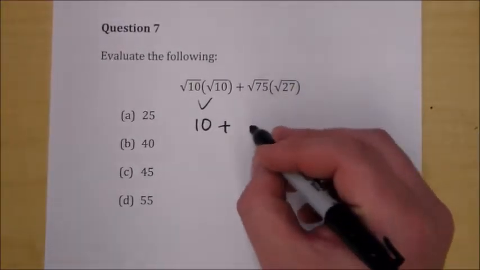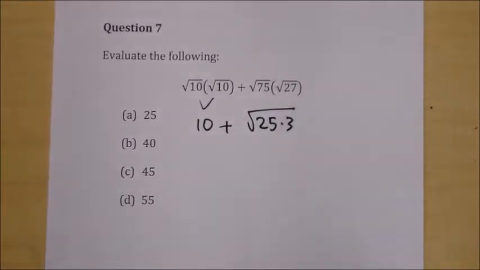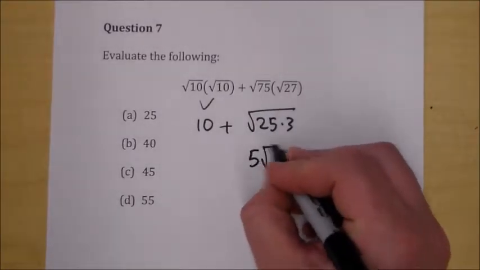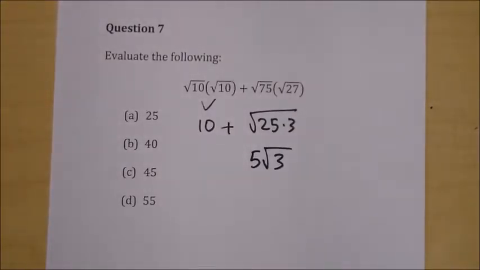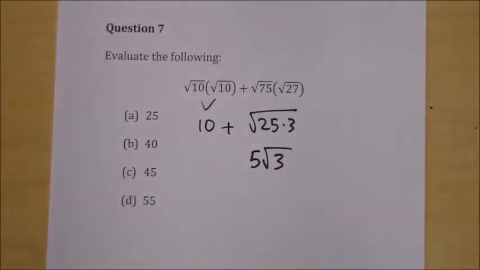Next one is a little tougher. Okay, first, square root of 75. We know that is 25 times 3, right? Because we just did it last problem. Square root of 25 is 5, and square root of 3 just hangs out there as square root of 3. And remember, this is plus all this multiplied together. This is square root of 75 times square root of 27.